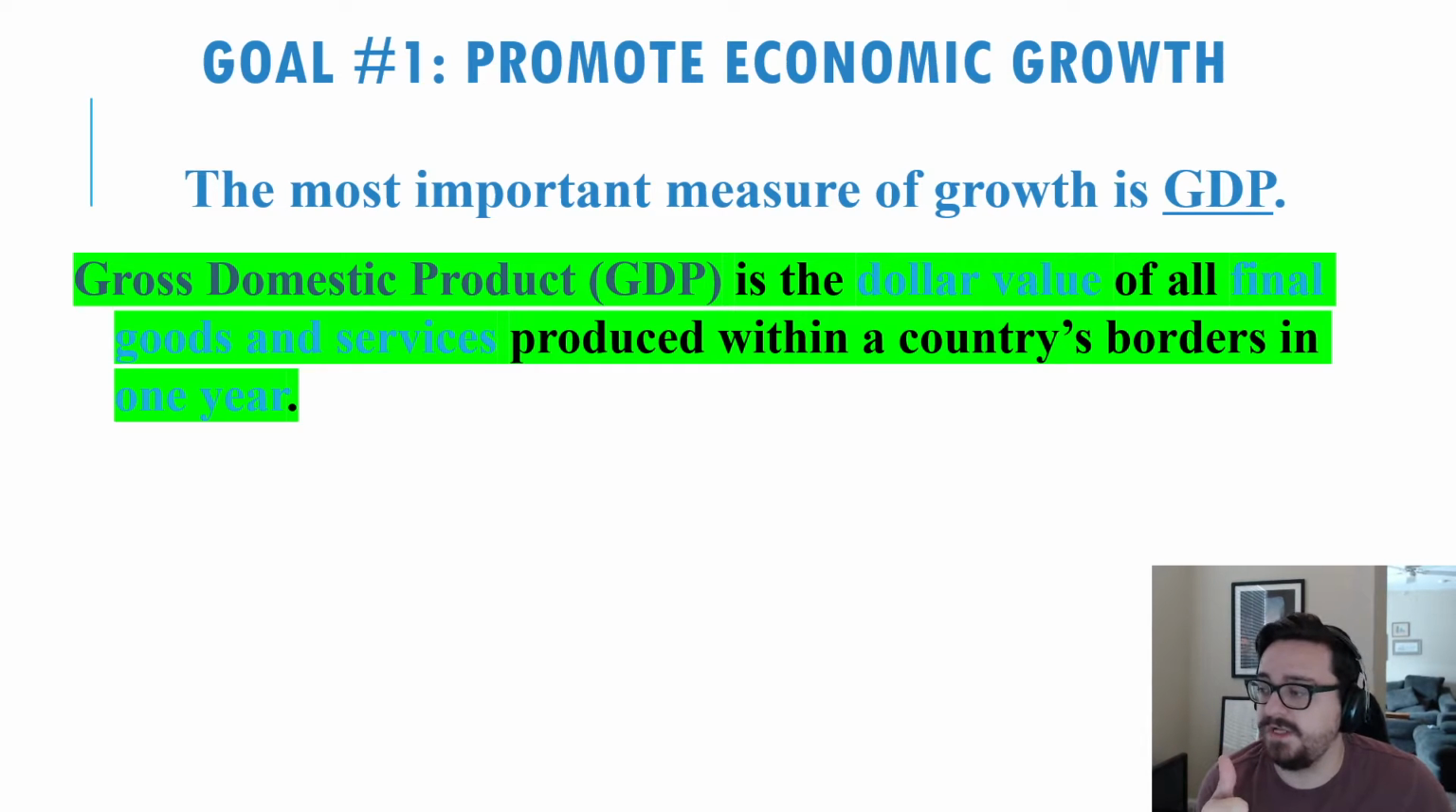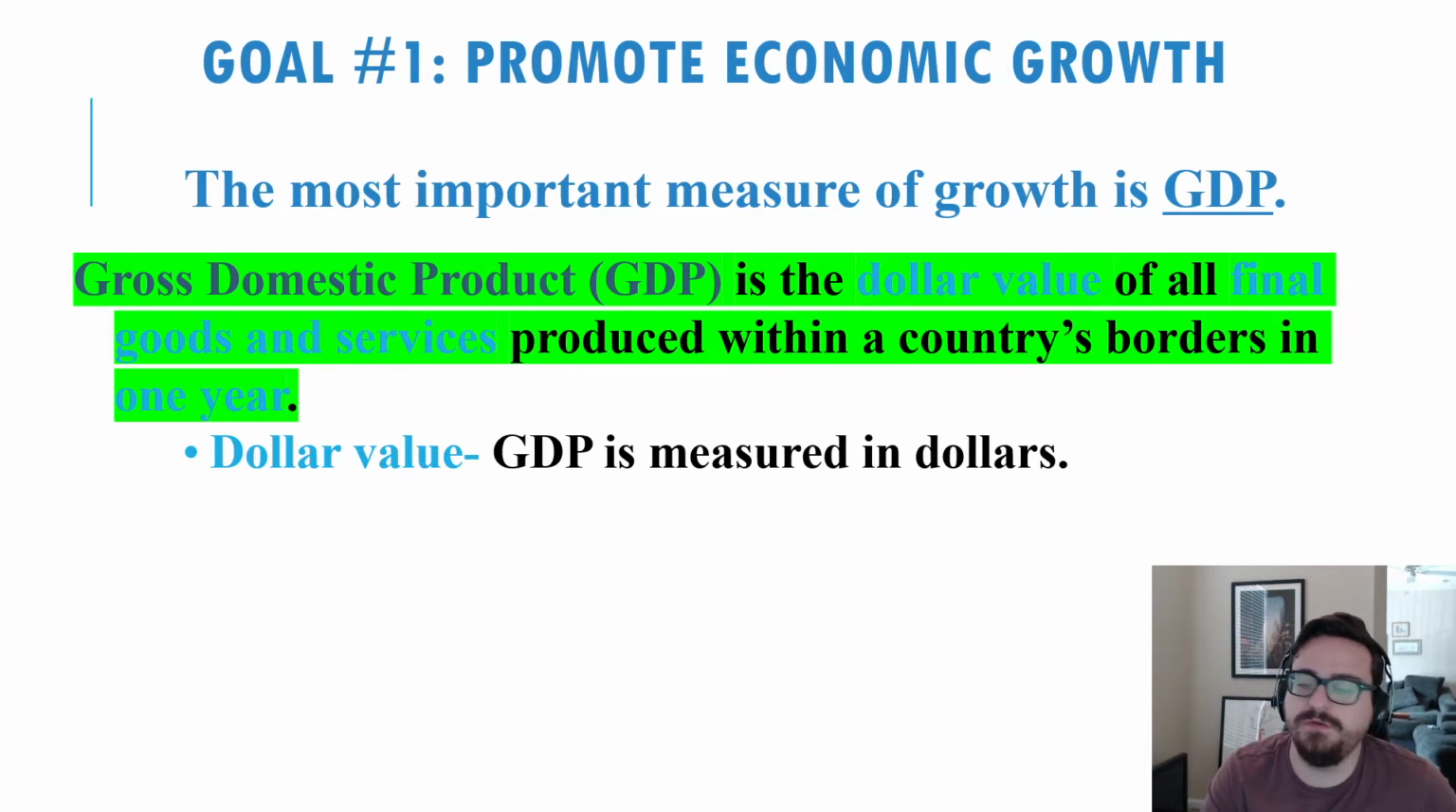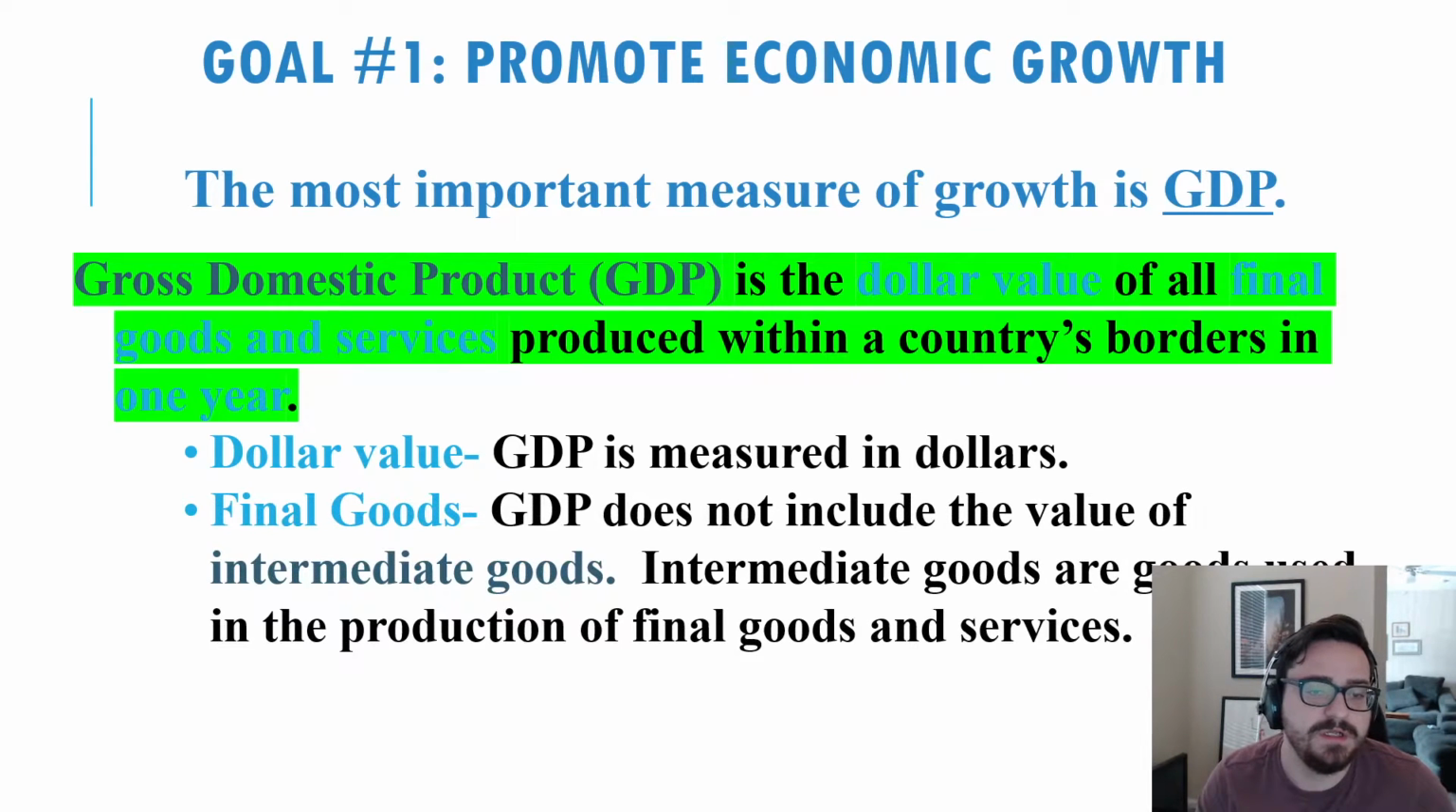It is listed in US dollars in America, but usually when we use it for comparison, it is also listed in US dollars, period, of all final goods and services, that's specific terminology, produced within a country's borders, meaning it has to be made here, in a year. So it's annual. Dollar value measured in US dollars, we made up the number, so we get to use our currency for it.